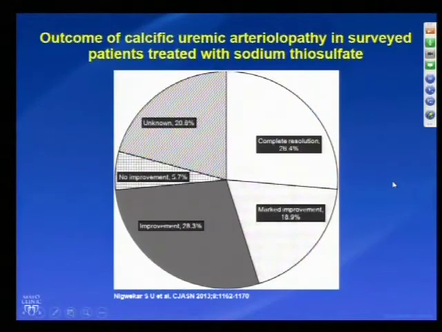And among these patients who completed the whole treatment, about a quarter had complete resolution of their calciphylaxis. Another 20% had marked improvement, another third had improvement. So about 75% had either complete resolution or some type of improvement, and some people didn't have any improvement at all, and another 20% didn't have enough data to know what happened to them.